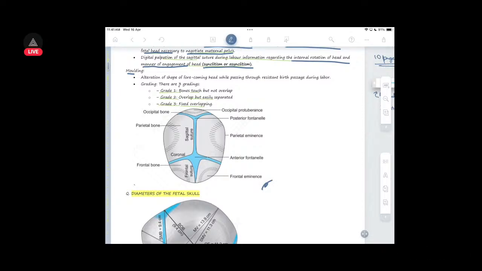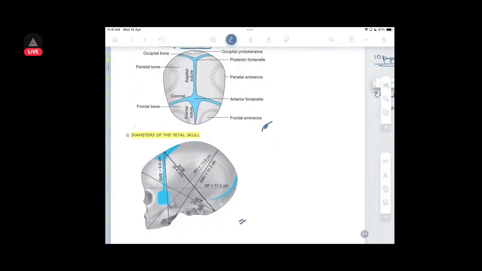There are three grades: 1, 2 and 3. In grade 1, both bones will touch but not overlap. Grade 2, bones will overlap but are easily separated. Grade 3, there is fixed overlapping. And these are the images.